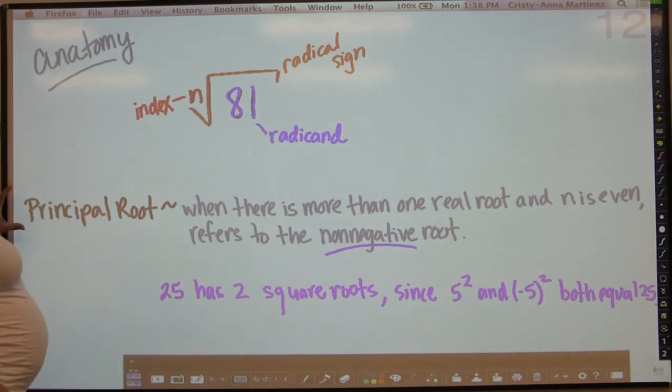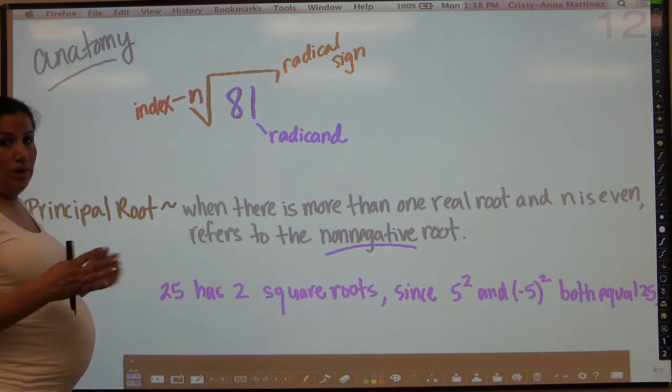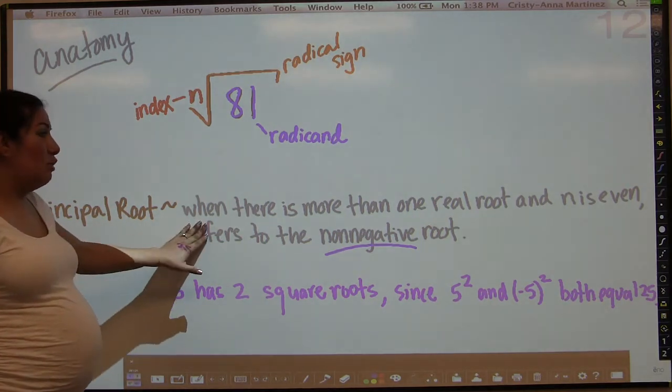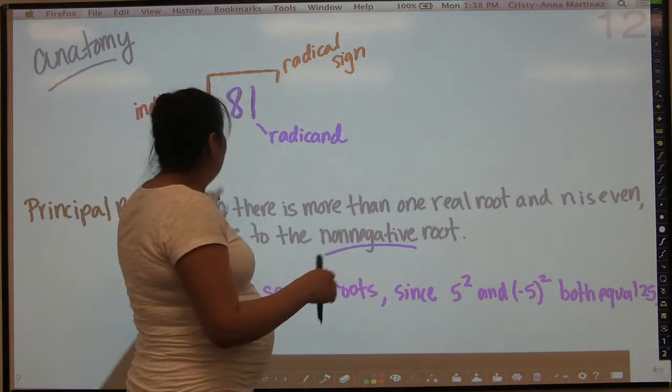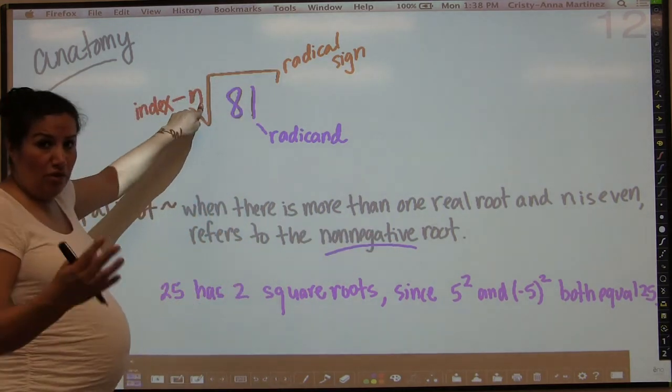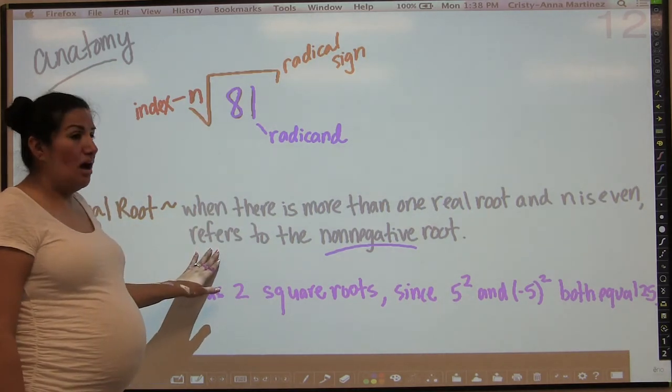And then we have a principal root. Well, there are some roots, especially those that are even, that actually have more than one root. So when there is more than one real root, and particularly that happens when n is even, so when the index is even, like a square root, a fourth root, a sixth root, something like that, then the principal root refers to the non-negative root.